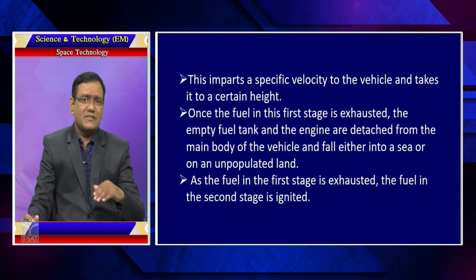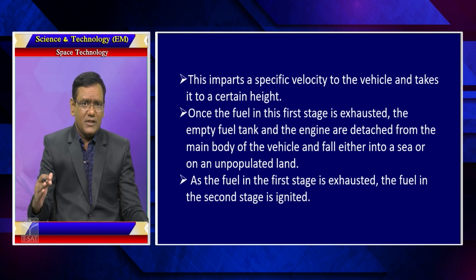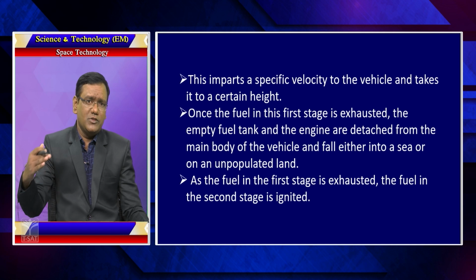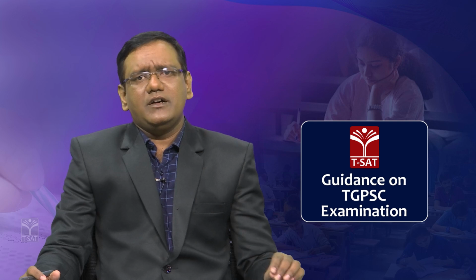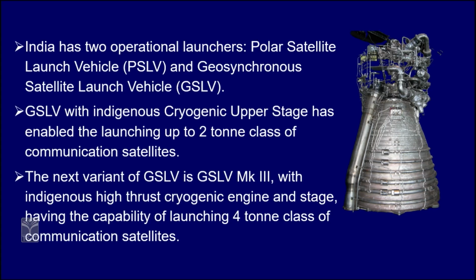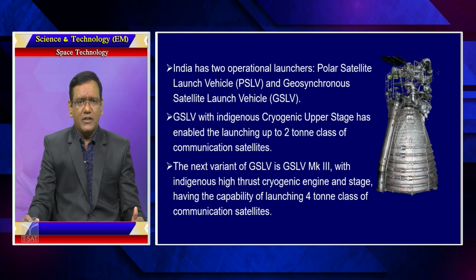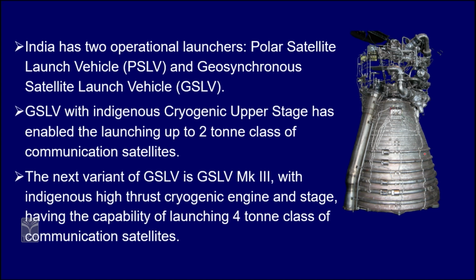As the fuel in the first stage is exhausted, the fuel in the second stage is ignited. So that means we have already completed stage 1, and now we have moved into stage 2 in this 2-stage launch vehicle. So India has 2 operational launch vehicles. These operational launch vehicles are called Polar Satellite Launch Vehicle and Geosynchronous Satellite Launch Vehicle. So we will call these PSLV and GSLV respectively.